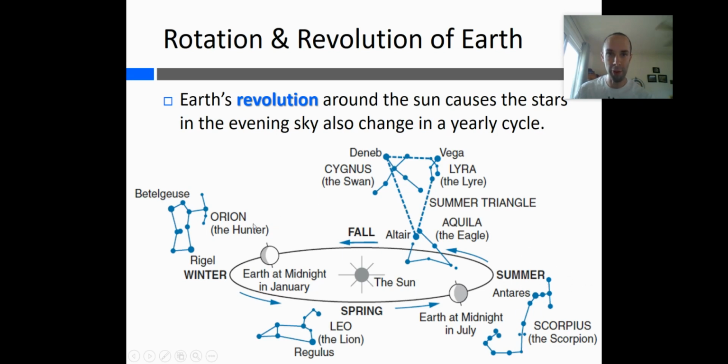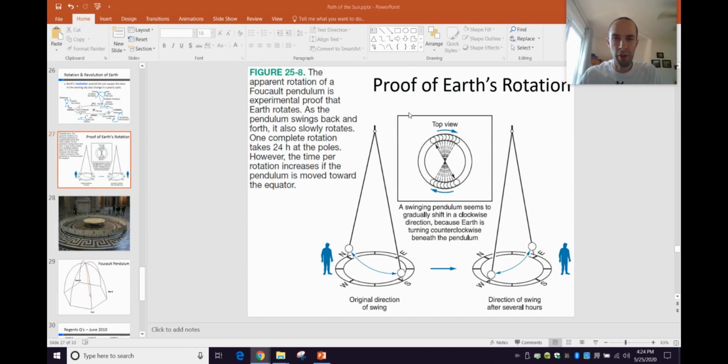So we see different constellations in the night sky depending upon when or where we are in this path, okay, depending upon what time of year it is. So that's kind of an important question, is knowing that we see different constellations due to our revolutionary path. So one more thing, just to kind of get into your head.